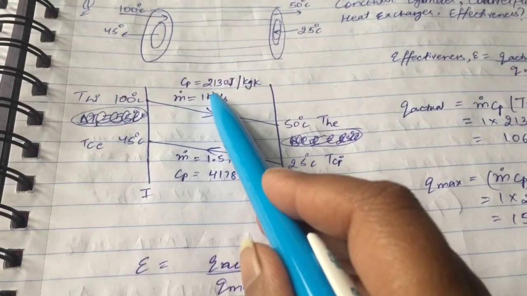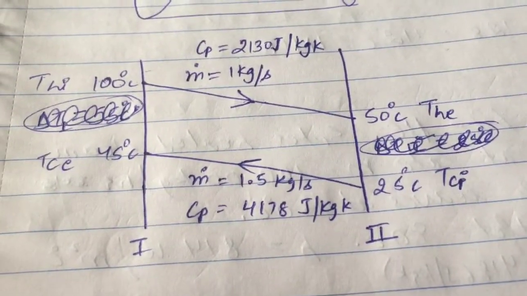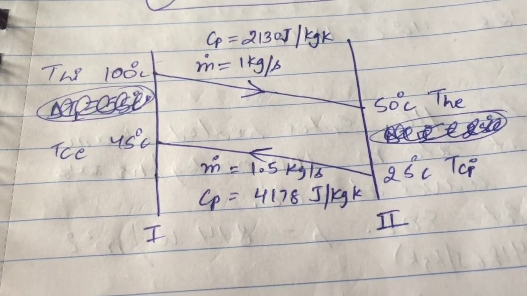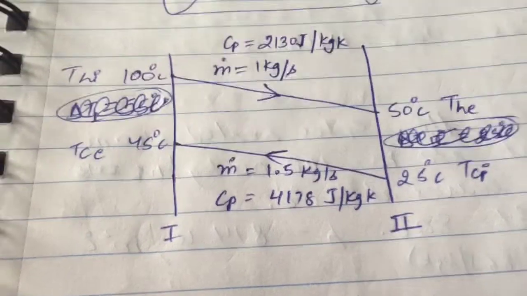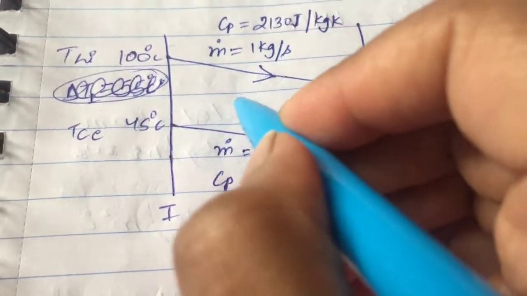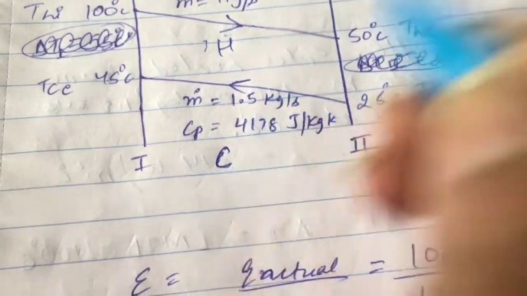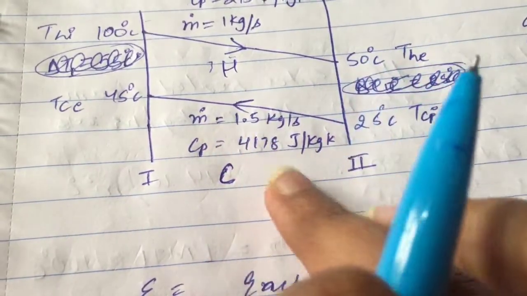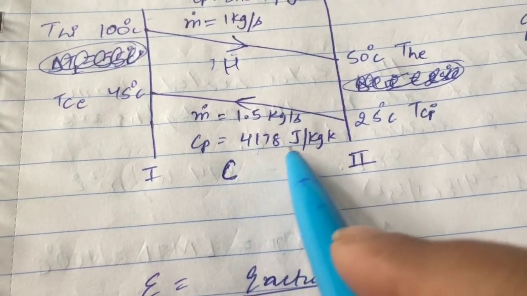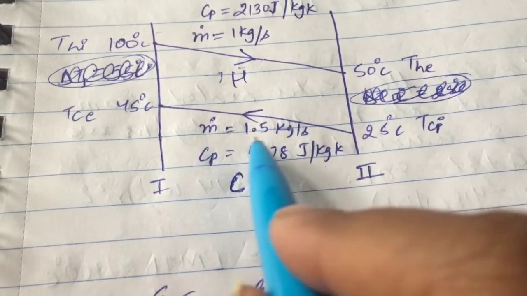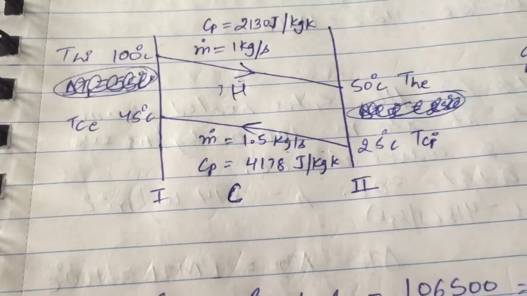Cp is given to us as 2130 joule per kg Kelvin for hot fluid and mass flow rate is 1 kg per second. And this is our hot fluid and this is our cold fluid. For cold fluid Cp is given as 4178 joule per kg Kelvin and mass flow rate is 1.5 kg per second.